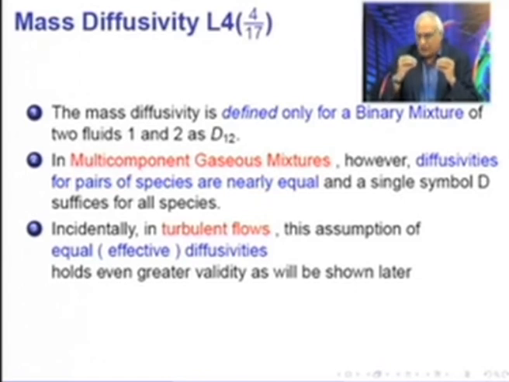But in gaseous mixtures, these diffusivity pairs between species tend to be very nearly equal, and therefore, we discard D12 or Dij as the symbol for diffusivity and replace it by a single symbol D, and that suffices for combustion calculations. Incidentally, in turbulent flow, this assumption of equal effective diffusivity holds even greater validity. This we shall appreciate a little later.